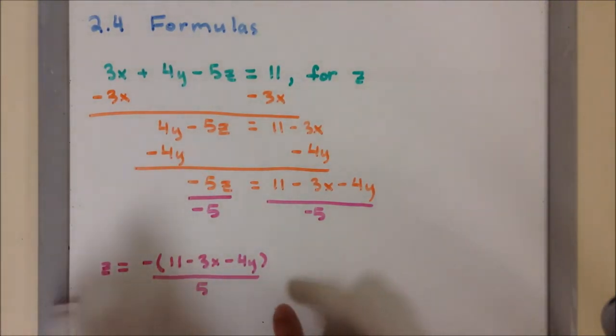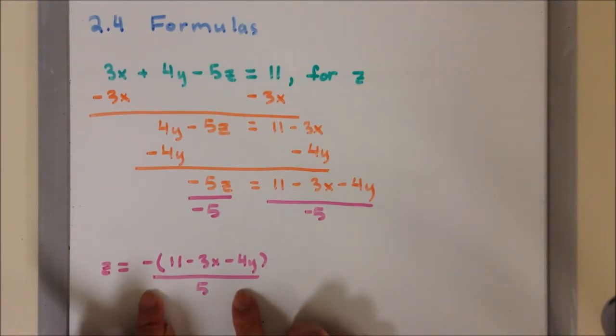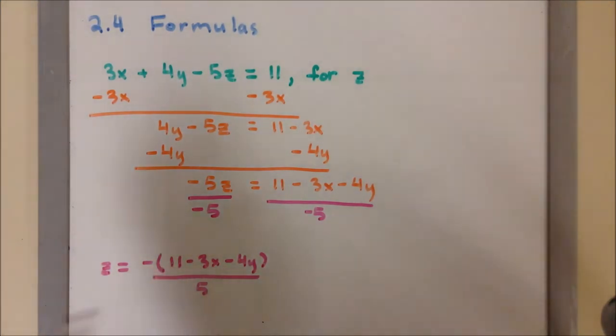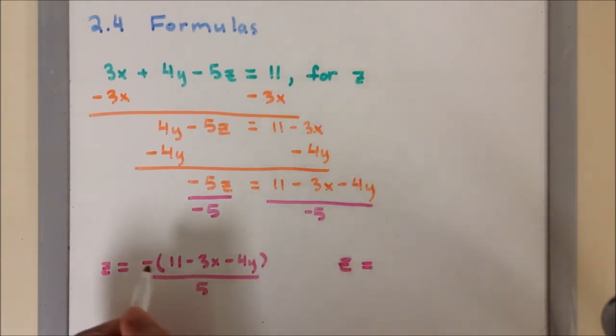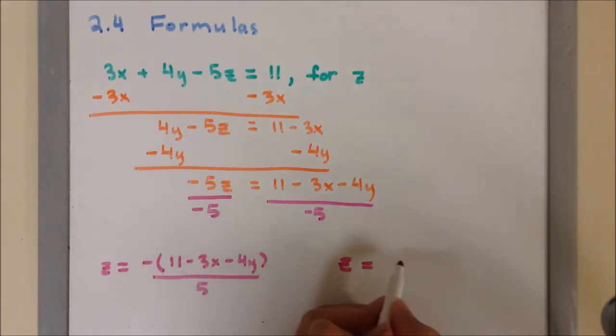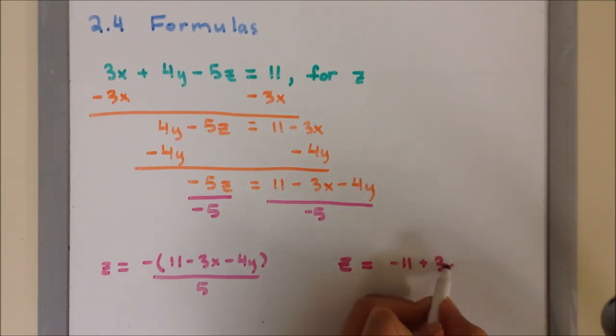Now, you might see this as an answer choice on the ACC final or on the TSI. So this could be an answer choice, or it could be written differently. So z equal, what's happening is you're going to distribute the negative to everything that's inside the parentheses. So it's going to be negative 11 plus 3x plus 4y over 5.